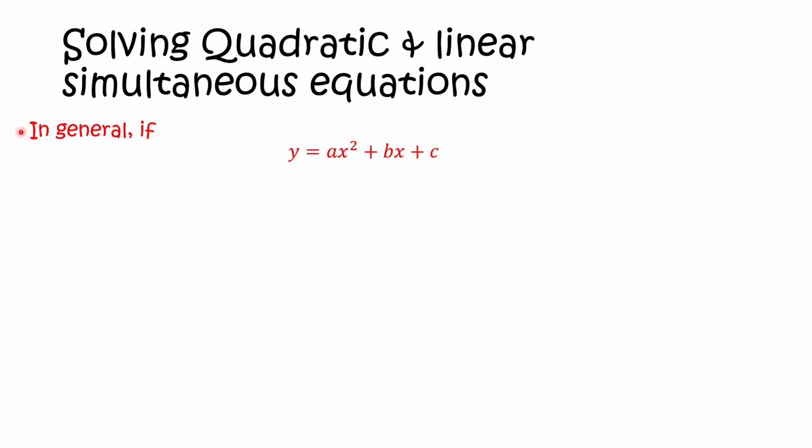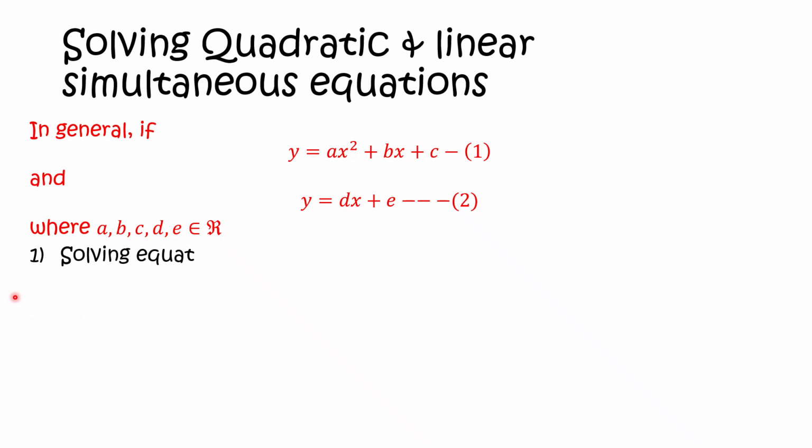Now, let's move on to today's business. In general, if you have two equations, the first one being y equals ax squared plus bx plus c, we label this one equation 1, which is the quadratic equation, and y equals dx plus e, labeling this one equation 2, which is a linear equation, where of course a, b, c, d, and e are elements of real numbers.